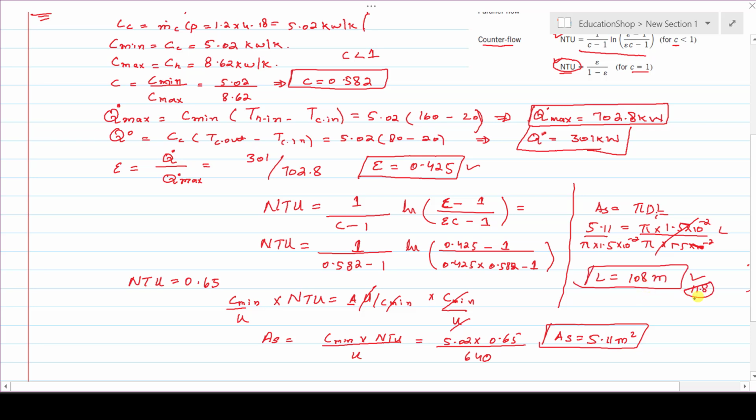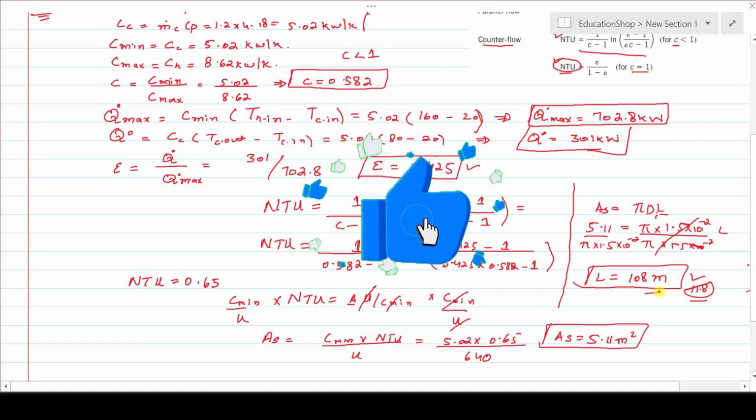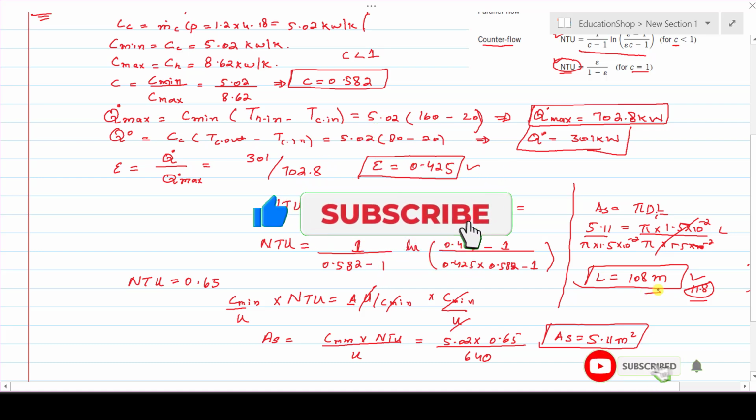We also solved this example 11.8 in example 11.4, but that was solved with a different method. This is solved with the effectiveness-NTU method, and it gave a more practical approach as compared to the previous one.